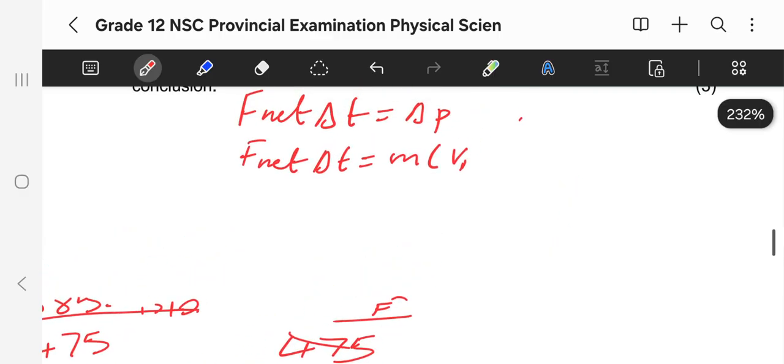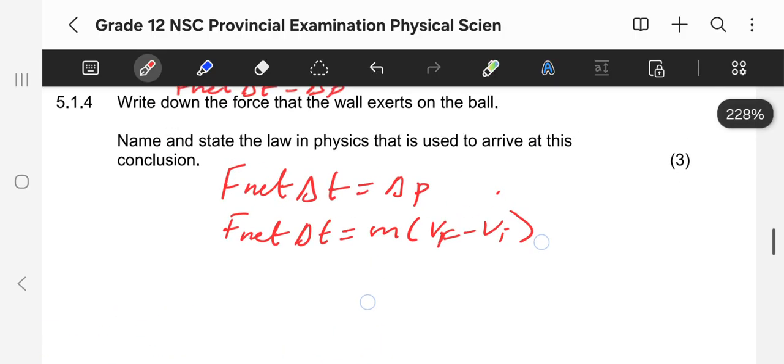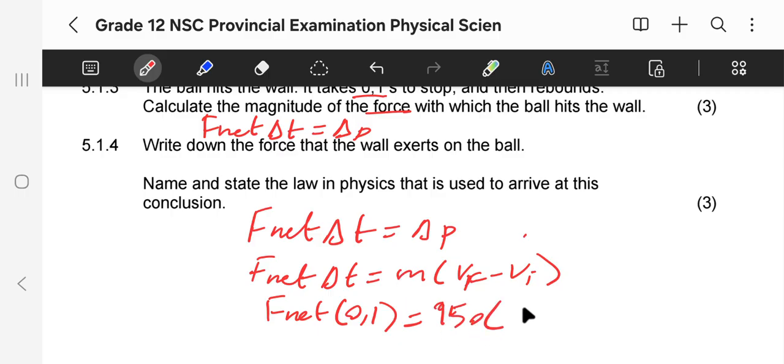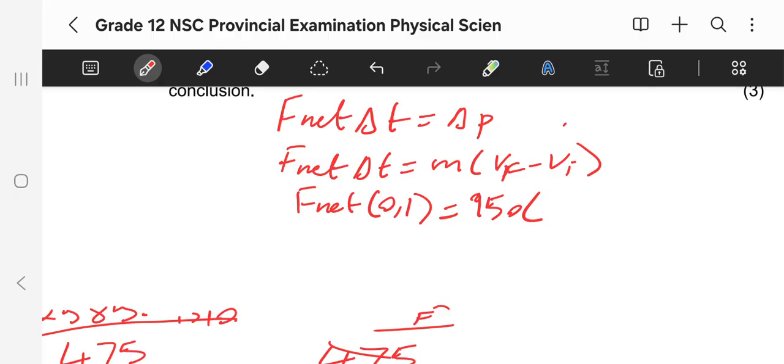Okay, so our formula is going to be Vf minus Vi. So in order for us to substitute into this formula, we'll have F net, and then our delta t will be 0.1. That's the time that we're given. And then our mass of the ball will be 950. Then we move on to our velocity.